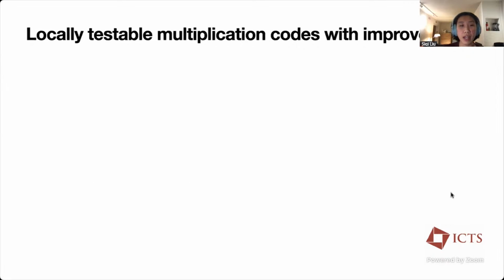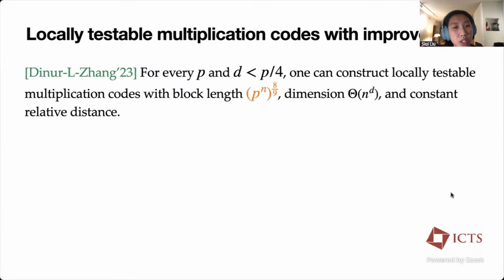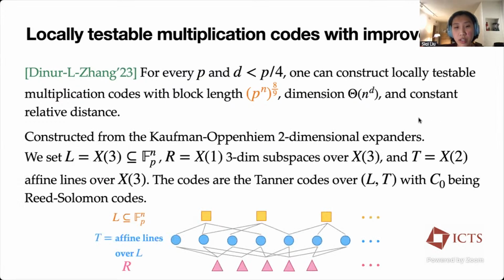But there's some alternative way. In this joint work with Dinur and Zhang, what we did is we improved the rate of Reed-Muller code by using high-dimensional expanders to construct punctured Reed-Muller codes. So we remove some of the evaluation points. And the improvement we get is the following. If we insist on the dimension still being n to the d, we can give a polynomial improvement on the block length. Now the block length is p to the n to the 8/9. So still not too big of an improvement. And this construction is based on a Tanner code over these Kaufman-Oppenheim two-dimensional expanders.